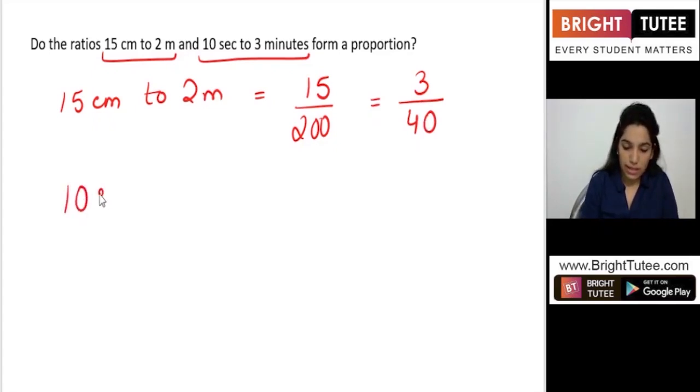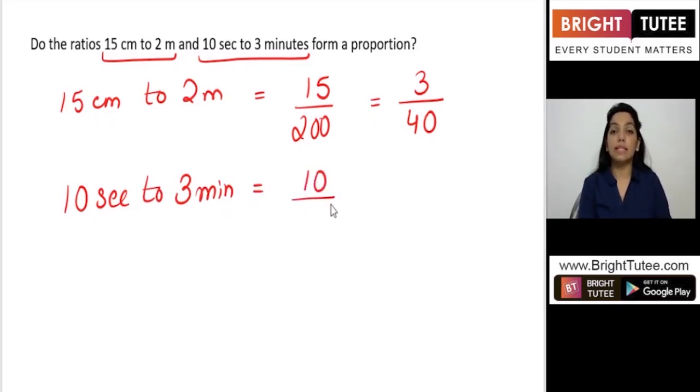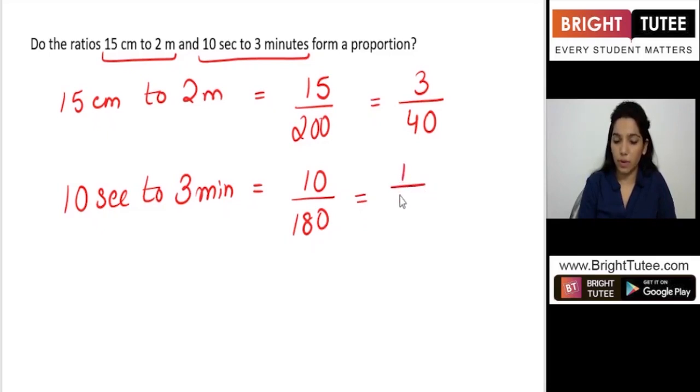Now the next one is 10 seconds to 3 minutes. Now we are comparing the time in seconds and minutes. So it's different units. Let's convert it to one. So we know that in 1 minute we have got 60 seconds, right? So in order to find how many seconds are there in 3 minutes, we simply need to multiply 3 by 60. So it is 180, right? So in 3 minutes we have got 180 seconds. So 10 over 180. Now we can divide both these numbers by 10. The answer will be 1 over 18.